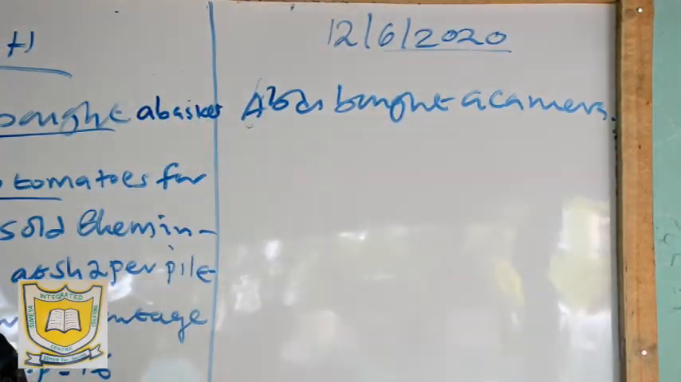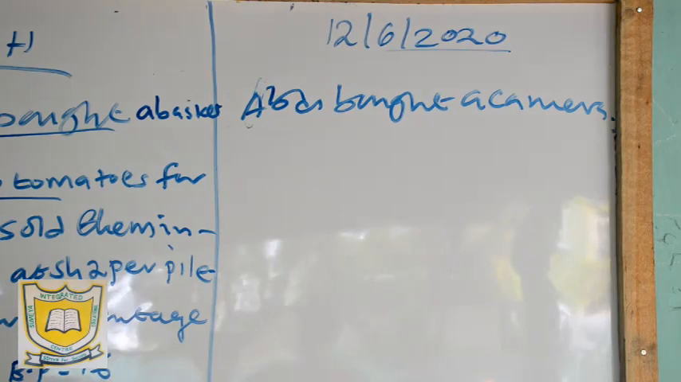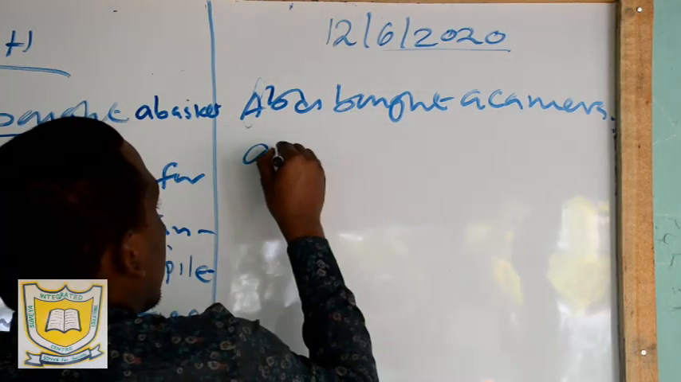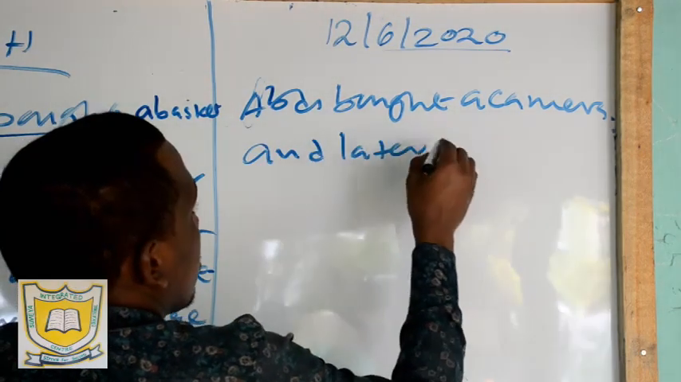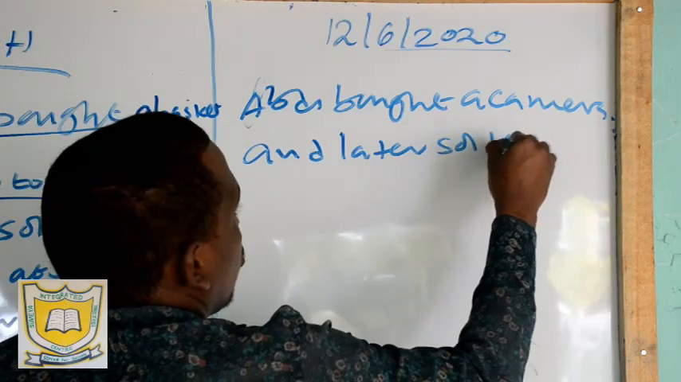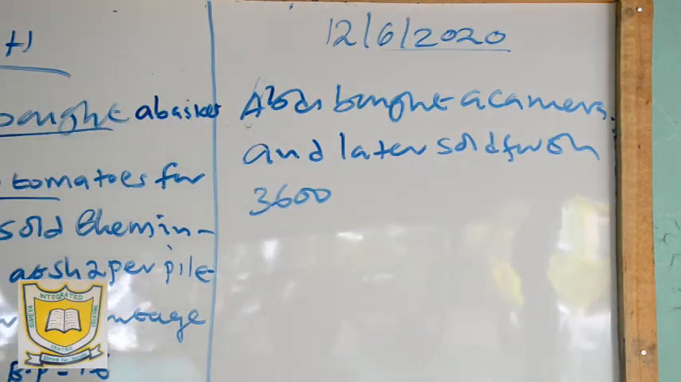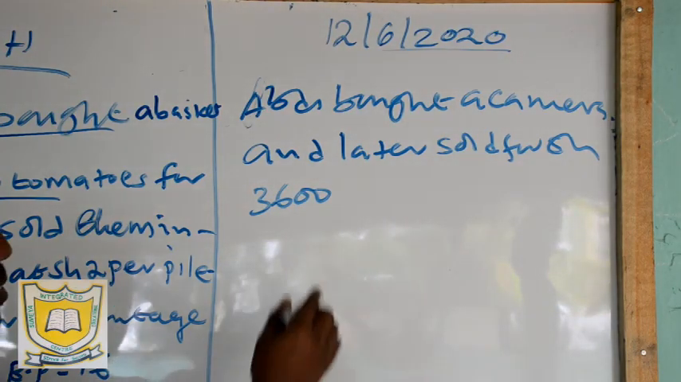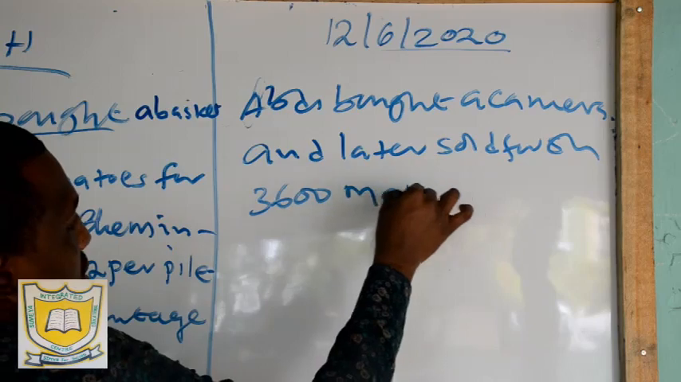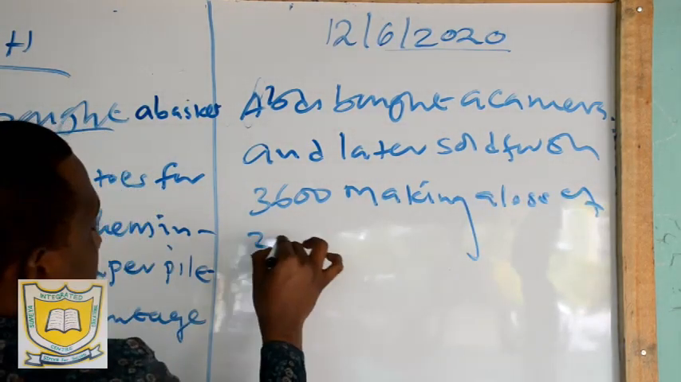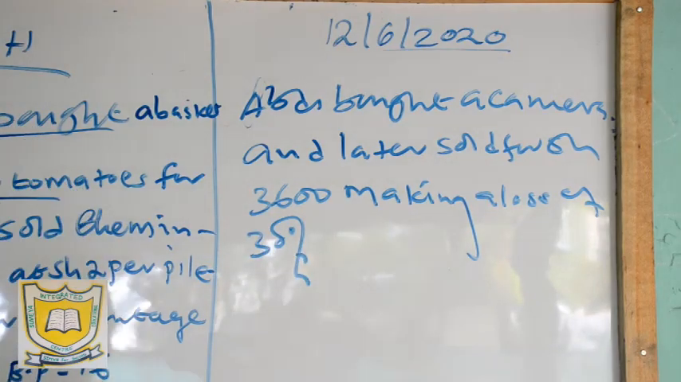Abdi bought a camera and later sold it for shillings 3,600, making a loss of 30%.